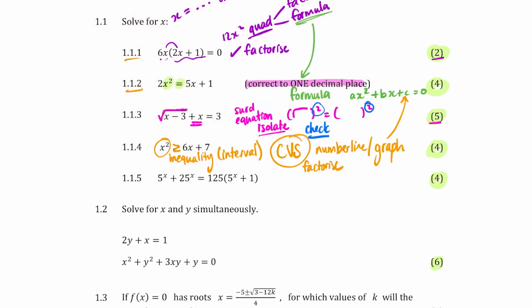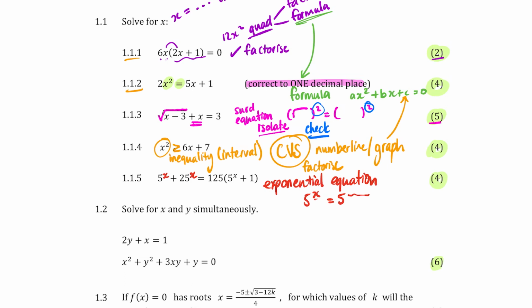Okay, 1.1.5. What jumps out at us here? What type of equation? Look at where x is. X is in the exponent. This is an exponential equation. And how do we solve exponential equations? Well, we normally get that base with an unknown exponent, and on the other side we try and get the same base with a different exponent.